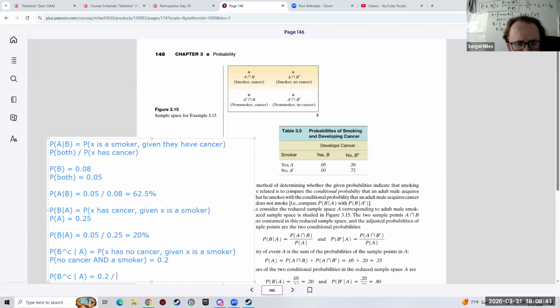Let's see, we divide by the conditional, that's the probability of A, 0.25, and we get 0.2 divided by 0.25, and we get 0.8. Or in other words, 80%. So if you take a random person who is a smoker, there's an 80% chance they don't have cancer.